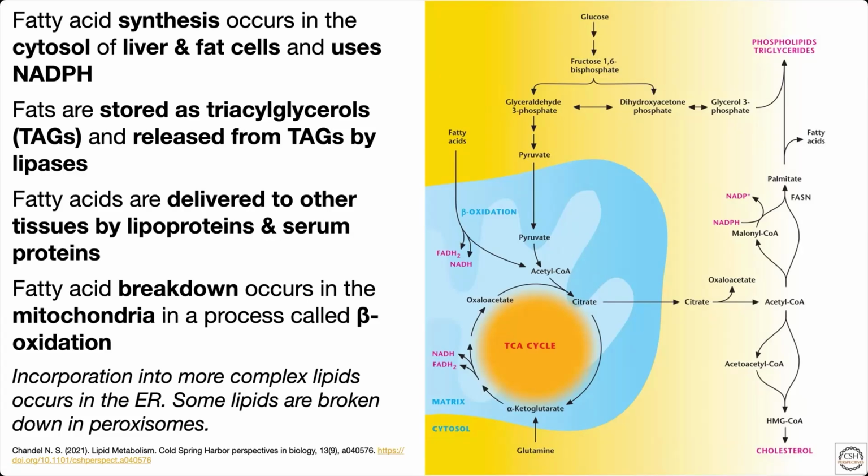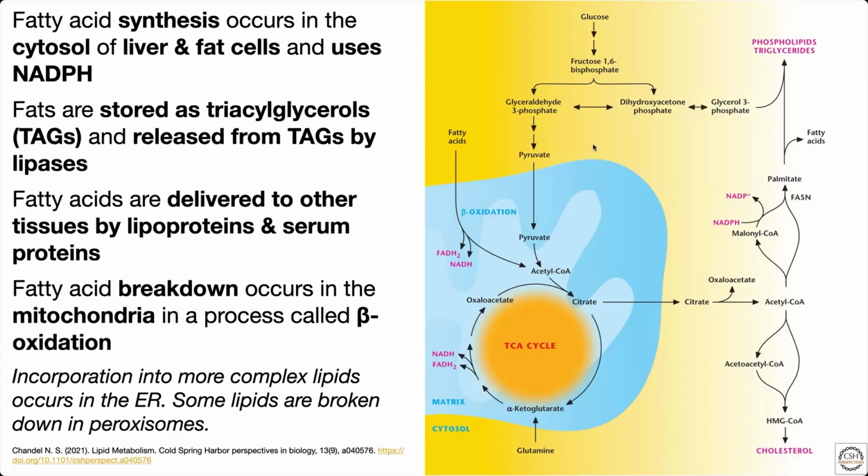Other tissues can then incorporate those fatty acids into more complex lipids in their ER. And then they can also break down those fatty acids for energy. That breakdown occurs in the mitochondria in a process called beta-oxidation. So your cells throughout your body are doing beta-oxidation to break down fatty acids.